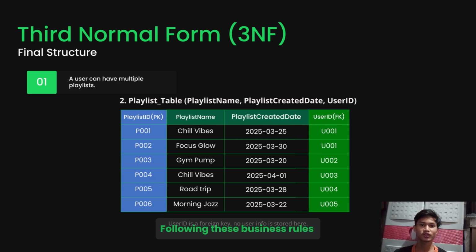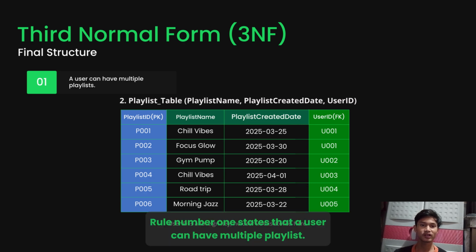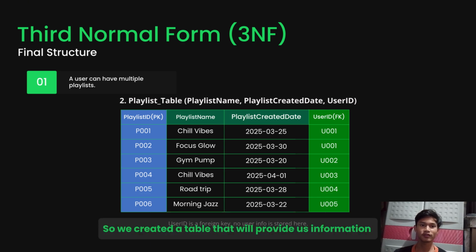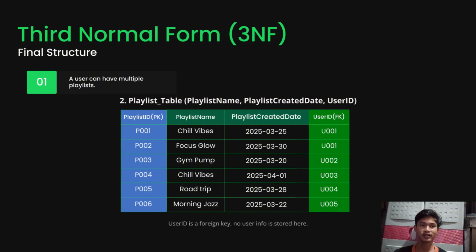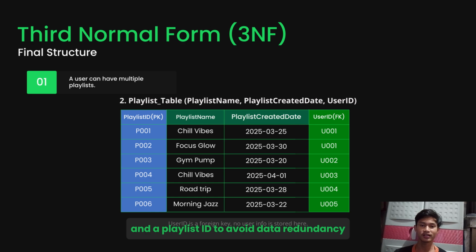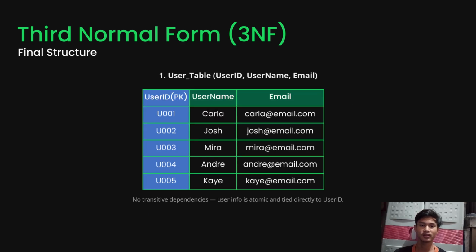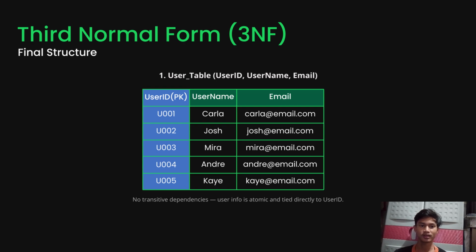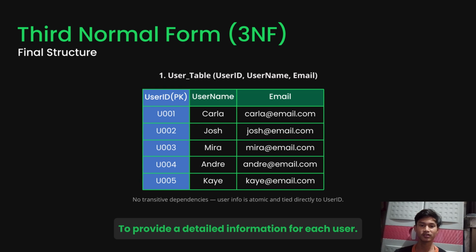Following these business rules, rule number 1 states that a user can have multiple playlists. So, we created a table that will provide us information about a playlist and the user who created the playlist. In addition to this, we also included the playlist create date and the playlist ID to avoid data redundancy and provide detailed information for each playlist. And for clarity, we created a user table to provide the detailed information for each user.